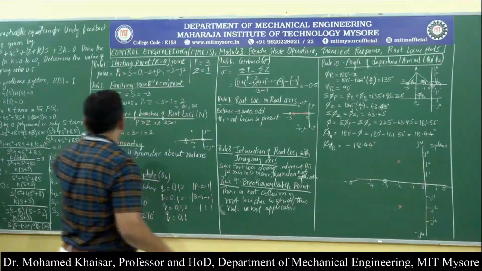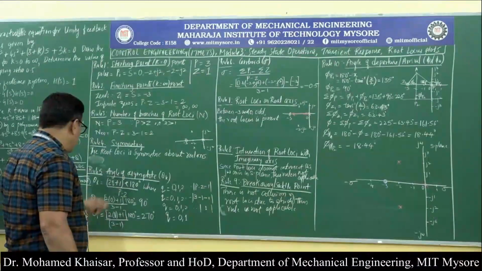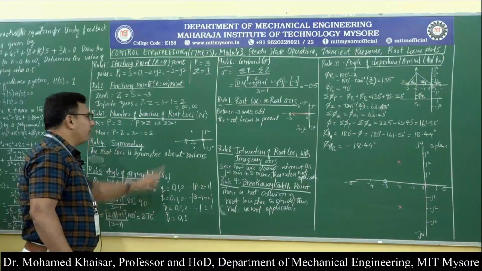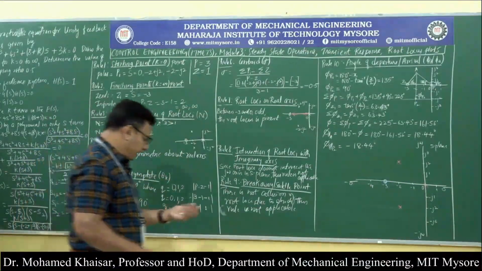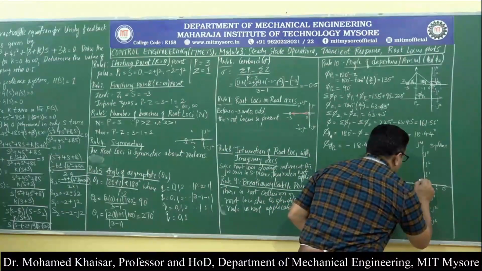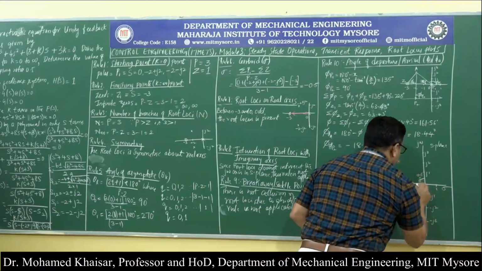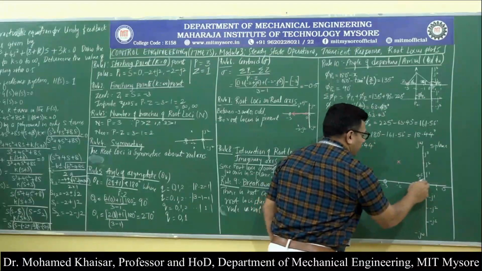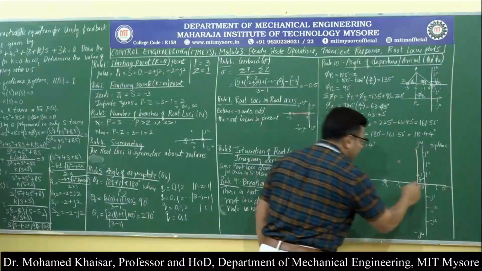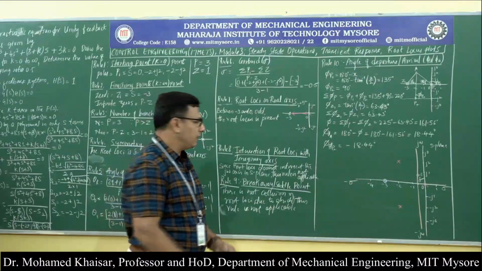Then the root loci are symmetric about the real axis. Asymptotic straight lines are along 90 degrees and 270 degrees. They emerge from the centroid, minus 0.5. So minus 0.5 comes here. The centroid is at minus 0.5, and from here the asymptotic straight lines will emerge. One asymptotic straight line will go at 90 degrees, the other one will go at 270 degrees. Okay.